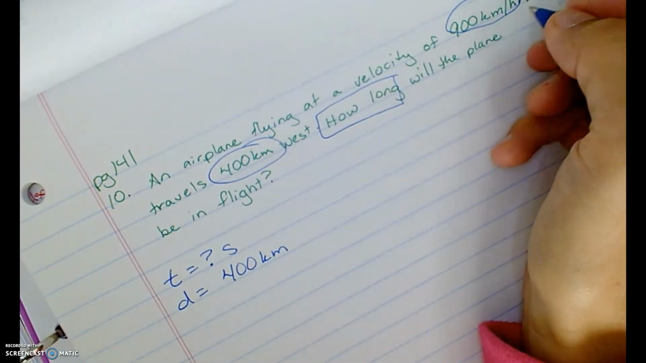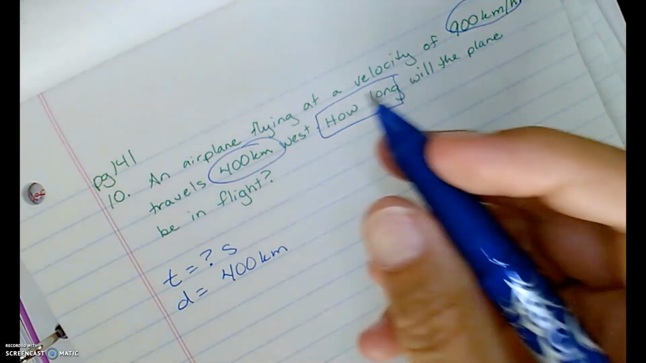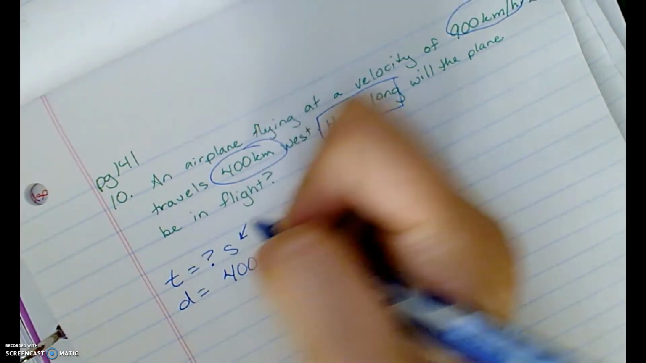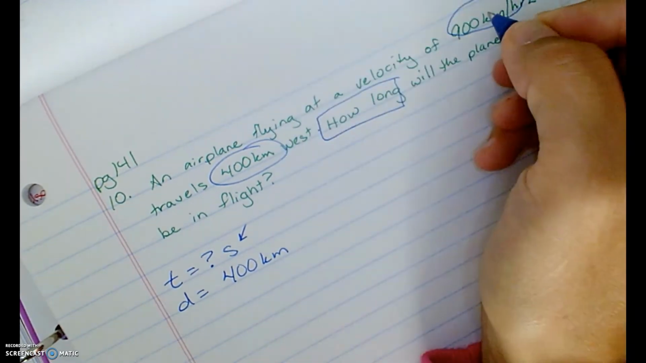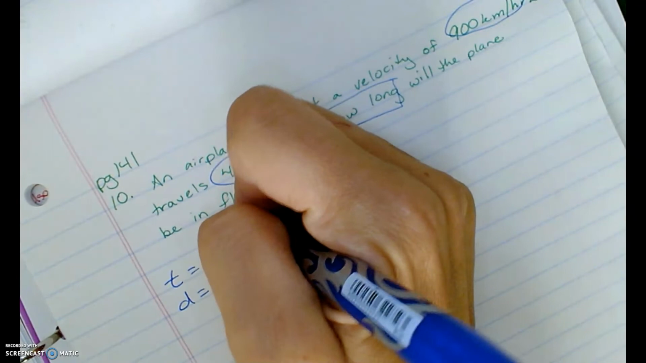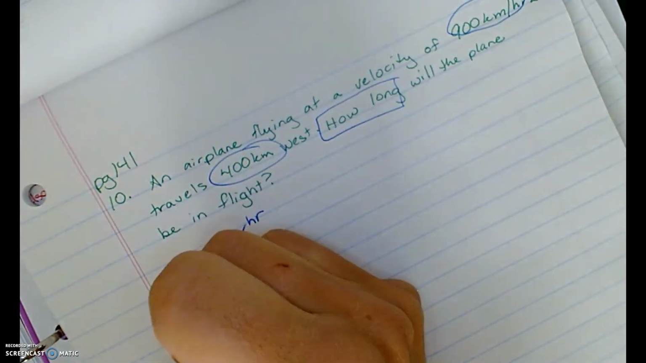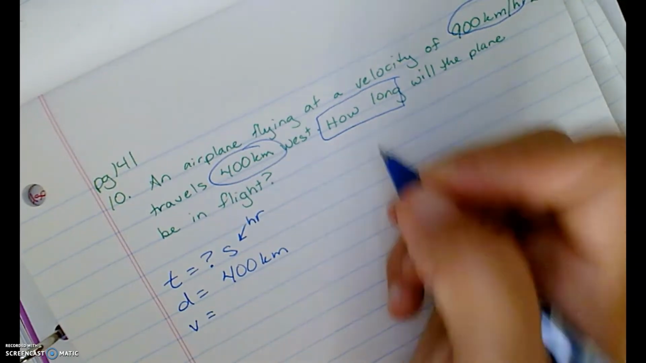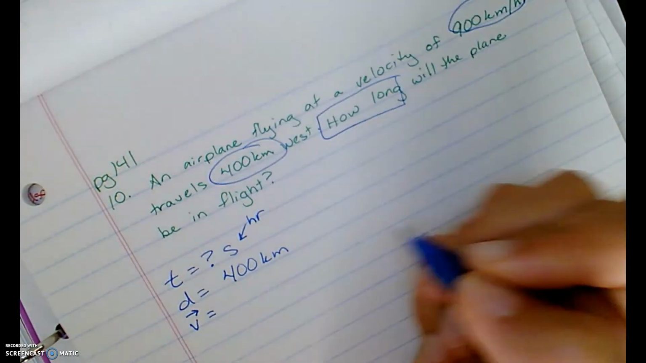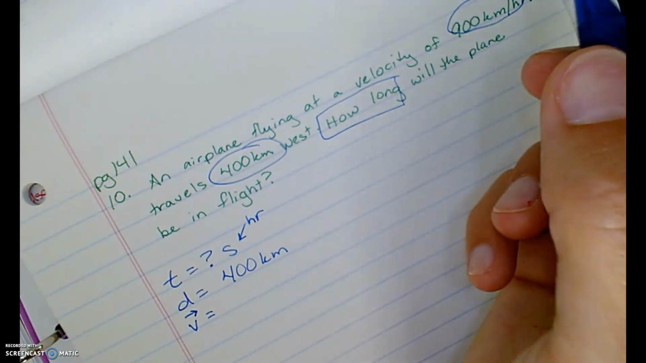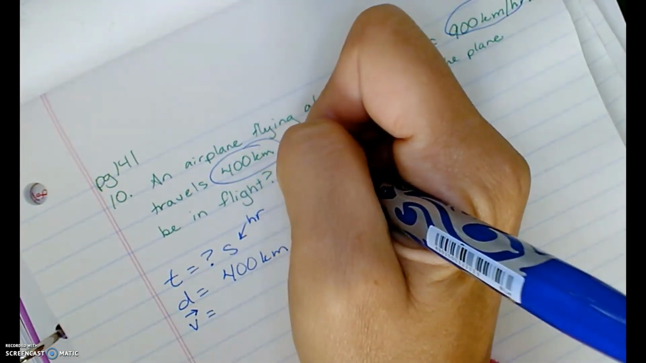Okay, and 900 kilometers per hour. Okay, let's see how we go here. Time is usually in seconds, but if this is talking in kilometers, this is kilometers per hour, we can maybe just leave our time in hours instead. So we don't have to do any conversions. Okay, was it velocity or was it speed? It said velocity, so we need the little arrow. So that means we're working with displacement because it has a direction here.